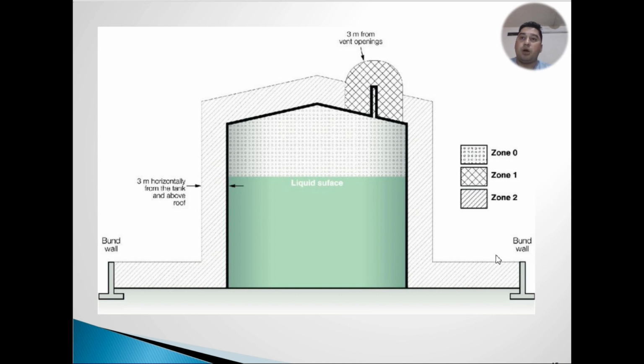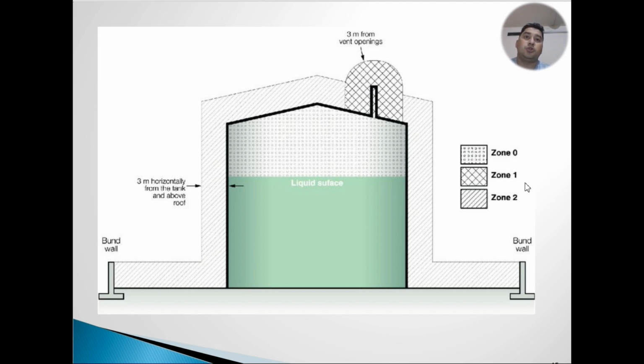So this is the bonding wall. This is the liquid surface. If there is any release, this is the bonding wall that will bond. 3 meter horizontally from the tank and above roof, 3 meter from vent openings. So this is the vent opening that will remove any vapor or any gases stored inside. That will release from here.